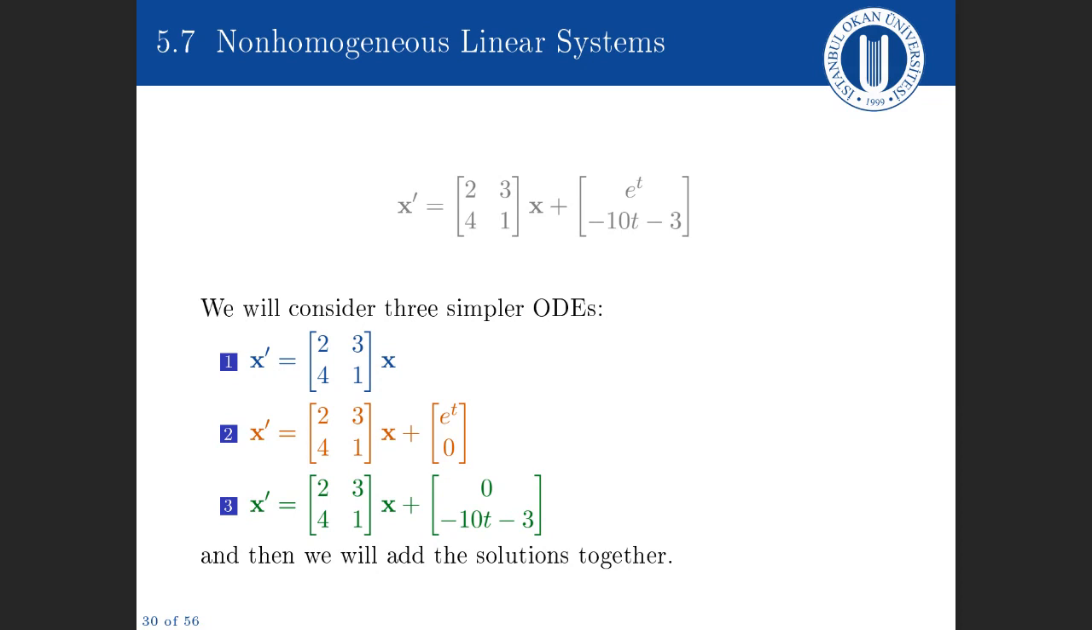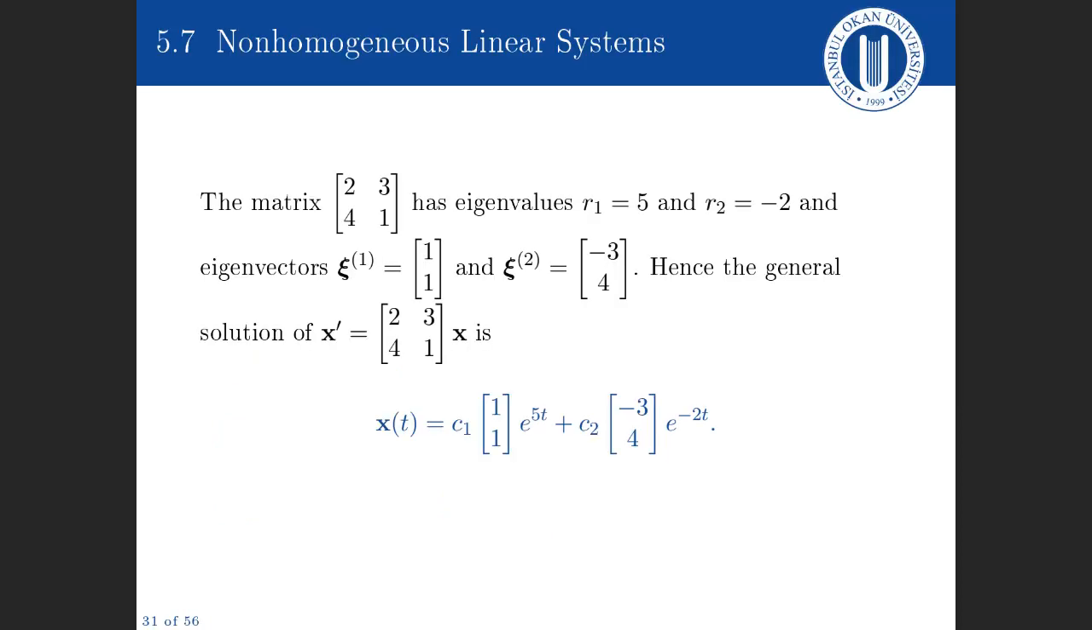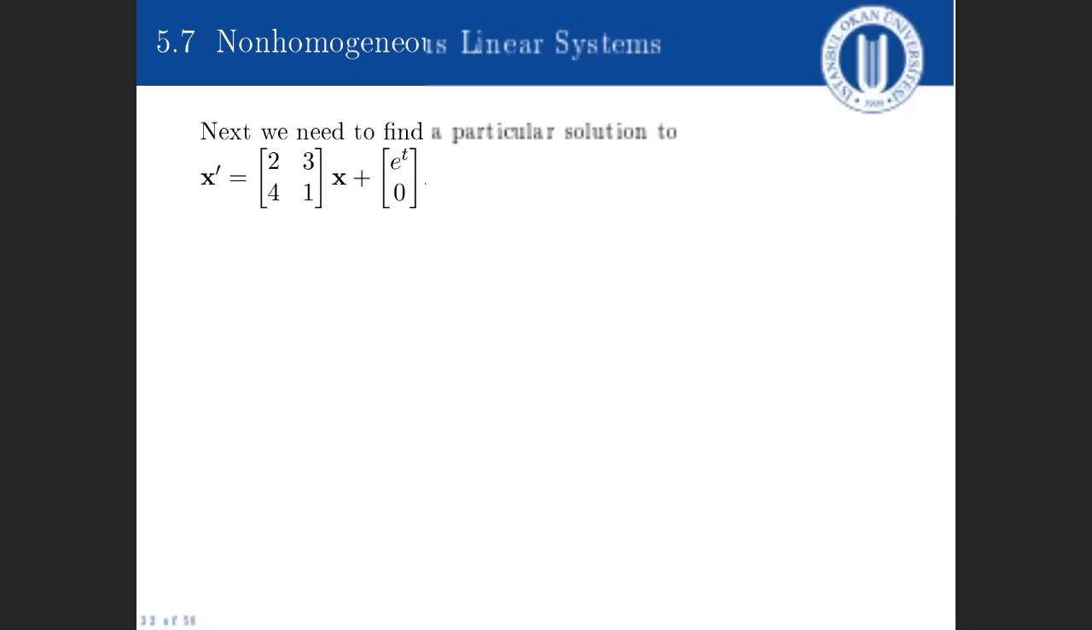First, let's look at the blue one. Eigenvalues and eigenvectors, I've written here. As soon as we know the eigenvalues and the eigenvectors, we can write down the general solution. Constant eigenvector e to the power eigenvalue t plus constant eigenvector e to the power eigenvalue t. So that was straightforward, as long as you can get the eigenvalues and the eigenvectors. Let's move on to the next equation.